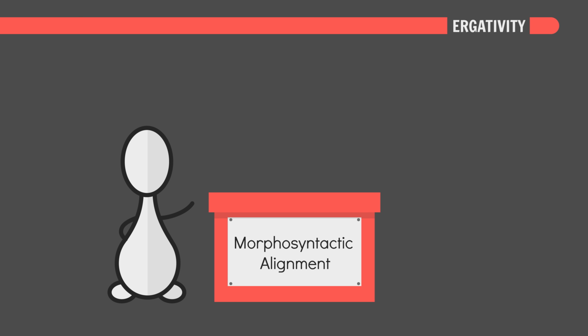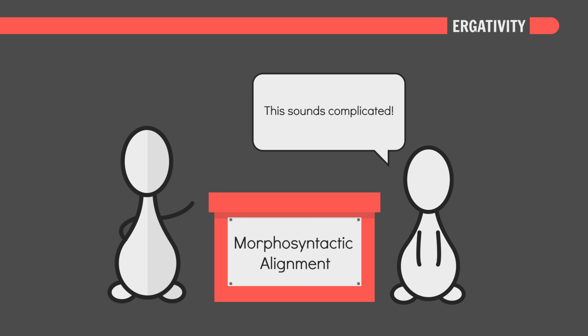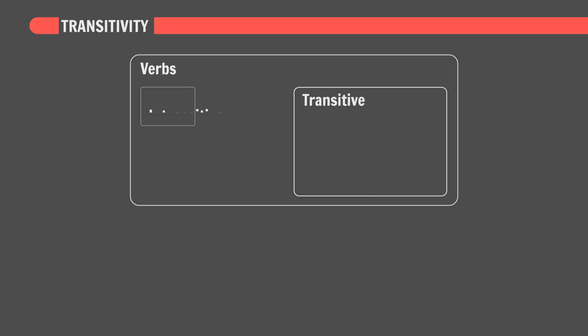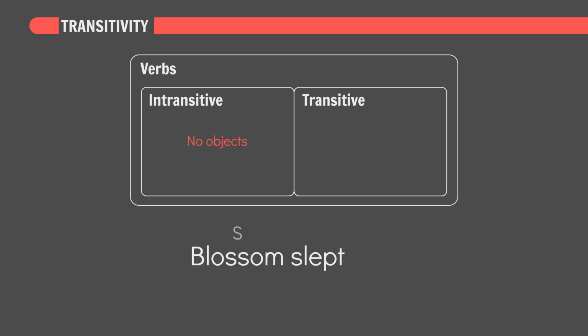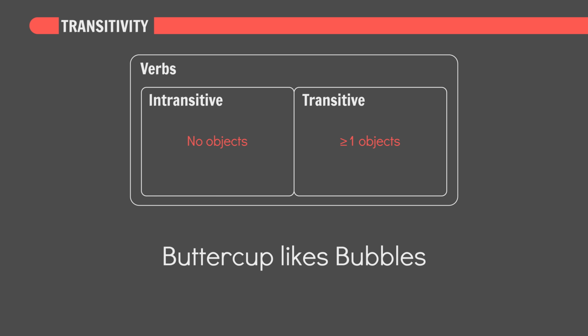Morphosyntactic alignment has confused many conlangers, so let's try to unpack it, starting with transitivity. Verbs can either be transitive or intransitive. Intransitive verbs, by definition, do not take an object. Blossom slept: subject, verb, no object. Transitive verbs, on the other hand, require at least one object. Buttercup likes bubbles: subject, verb, object.